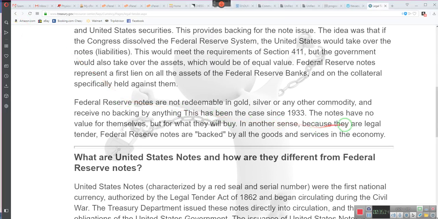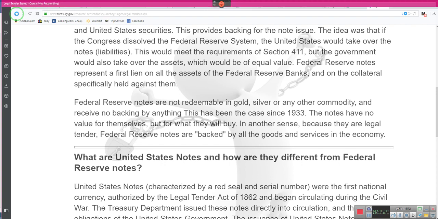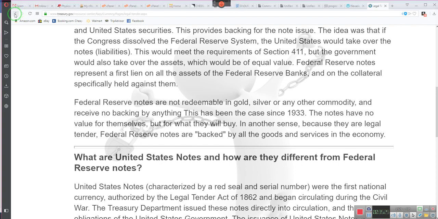In another sense, because they are legal tender. Okay, what? In another sense? Why would I want to listen to somebody else's sense? Shouldn't we be going according to the law? If they're legal tender, you're saying it's according to the code. Oh, this would meet the requirements of Section 411 of Title 12.